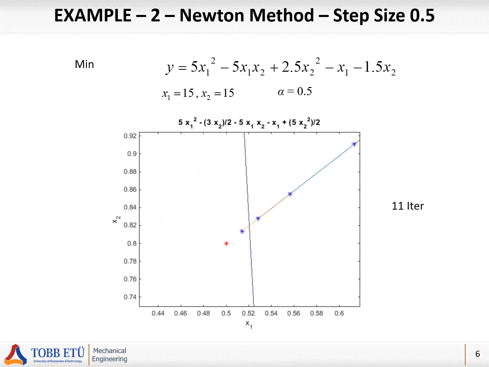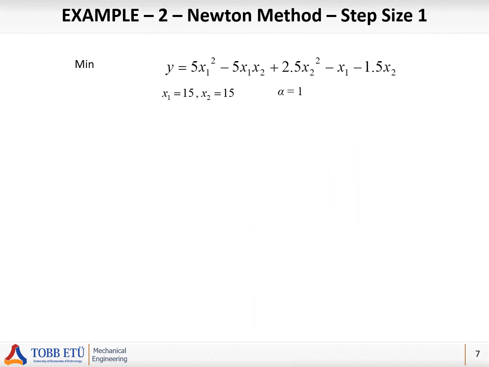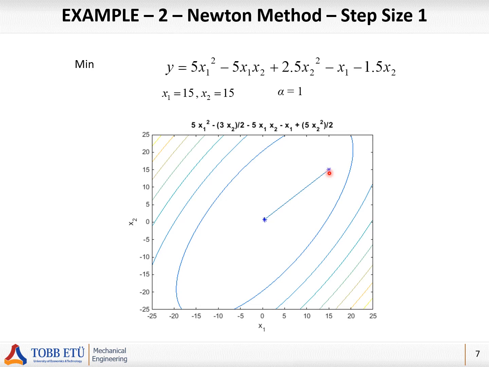In 11 iterations, we were able to get the minimum point. Then we will use the default alpha value of 1, and again start from 15, 15. Here you can see that we start from here, but in the first iteration, in the first estimation, we were able to reach the minimum point. So this was very, very effective. That's why in one iteration, we were able to find the minimum.